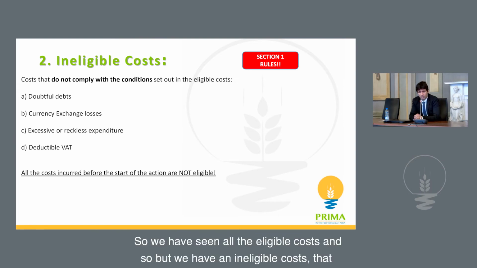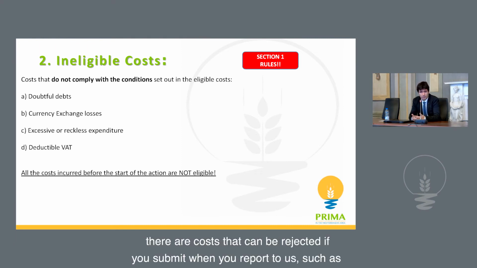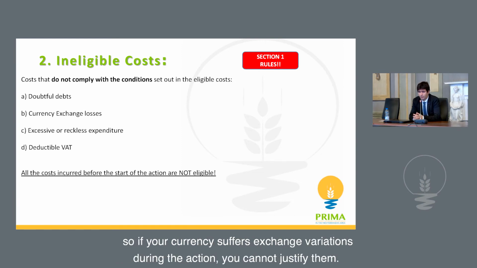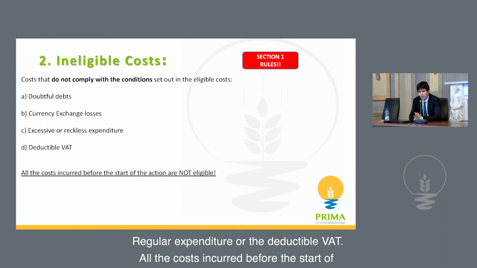So we have seen all the eligible costs. But we have ineligible costs. There are costs that can be rejected if you submit them when you report to us, such as doubtful debts, currency exchange losses. Here I remind you that PRIMA always pays in euros. So if your currency suffers exchange variations during the action, you cannot justify them. Reckless expenditure or the deductible VAT.